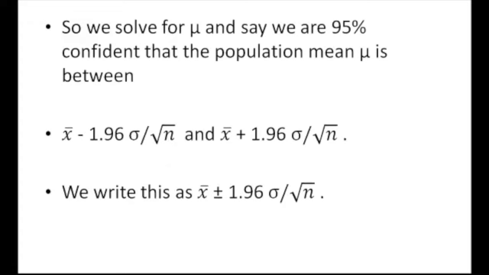So we solve for mu and say we are 95% confident that the population mean mu is between x bar minus 1.96 sigma over the square root of n and x bar plus 1.96 sigma over the square root of n. We write this as x bar plus or minus 1.96 sigma over the square root of n.